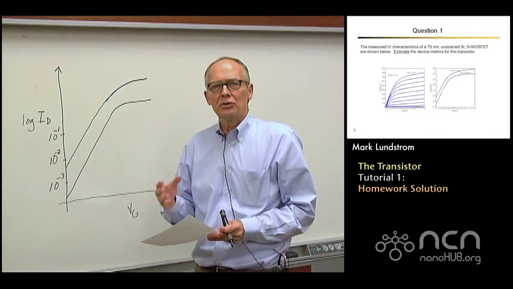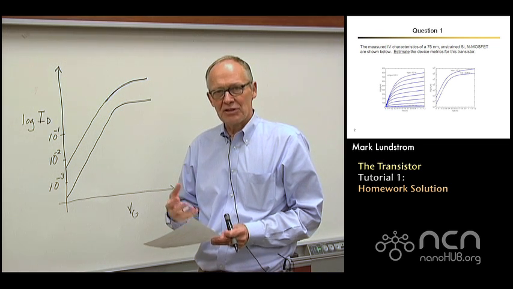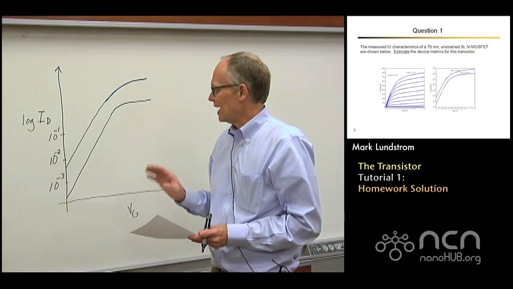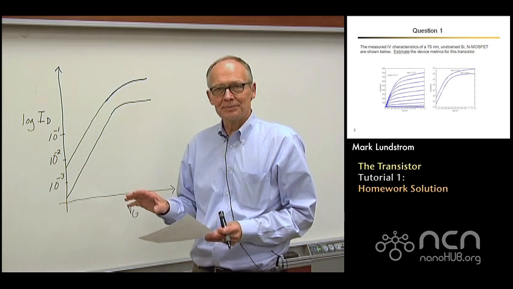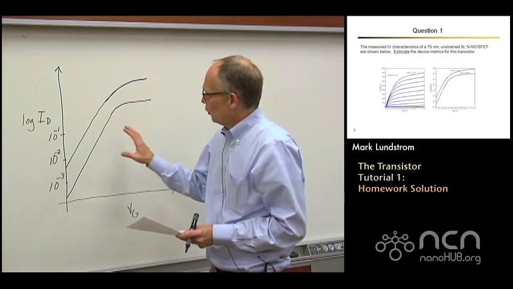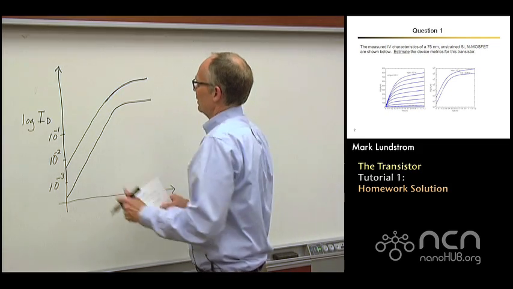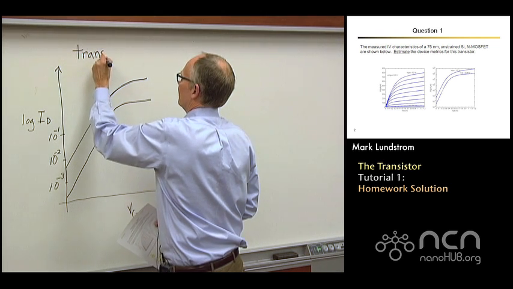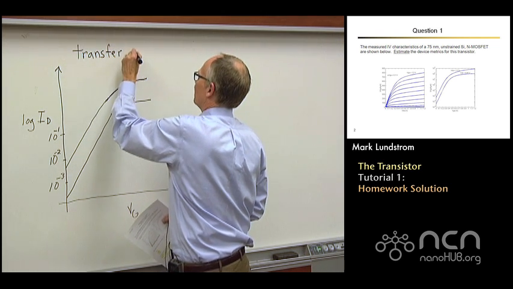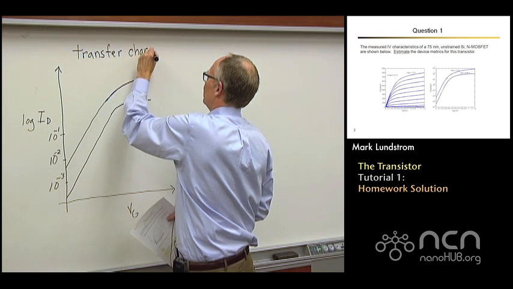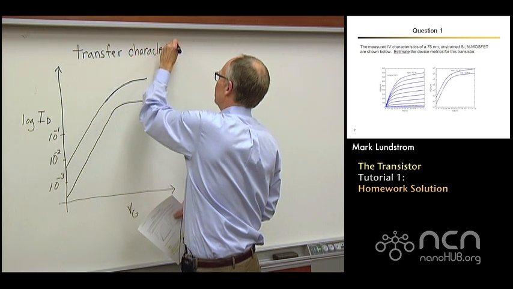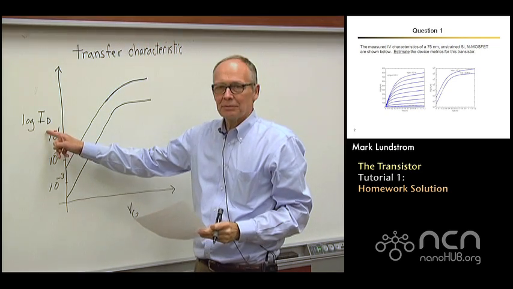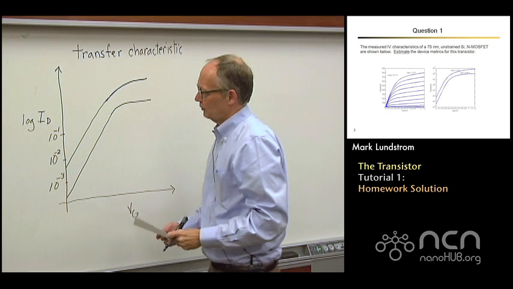Problem 1 had to do with taking some measured data from an N-channel MOSFET and extracting some key performance metrics. Actually, you were only asked to extract one, the subthreshold swing. To do that, we look at the plot known as the transfer characteristic. So what is the transfer characteristic? Well, it's a plot of the output current, the drain current, versus the input voltage.